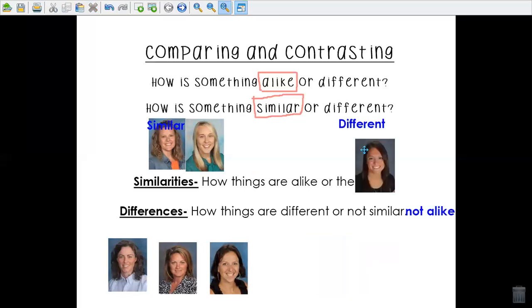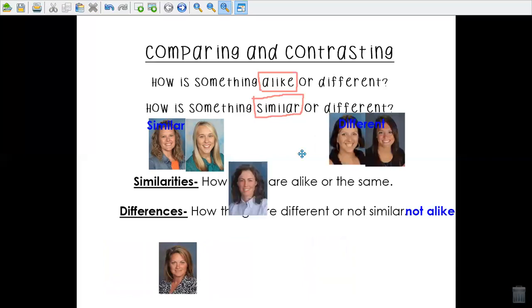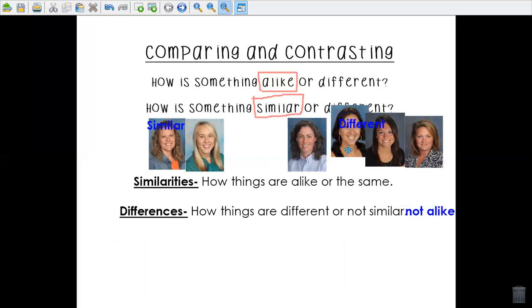And Miss Scarborough, Miss Joyce, Miss Martin, and Miss Rouse all have dark hair or brownish hair. So these four teachers are all alike, or they're similar. And Miss Harris and I are similar. We have blonde hair, and these teachers all have brown hair. So that's a way that we're all similar.